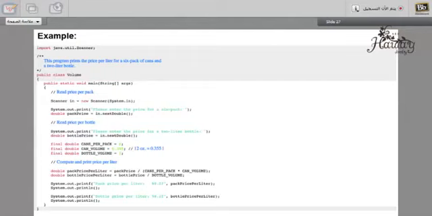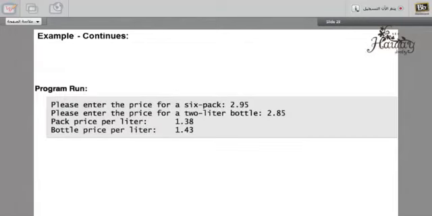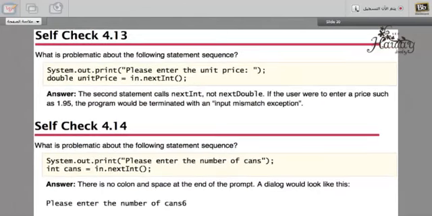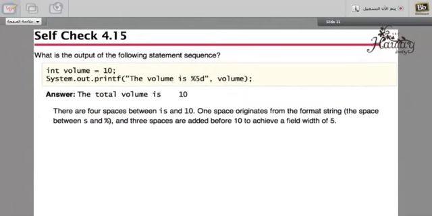Okay, this is an example. This is a user input example. This is actually a good example. It combines both the scanner and the formatted output. So you can practice with this example. Self-check questions, you have to read them yourselves.